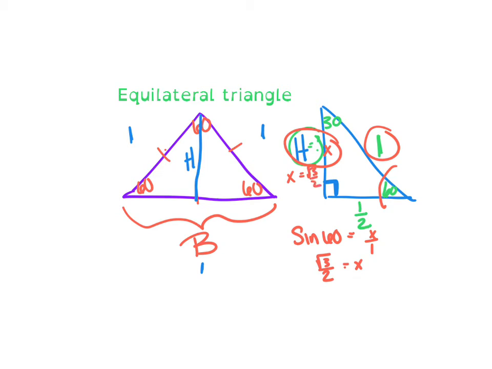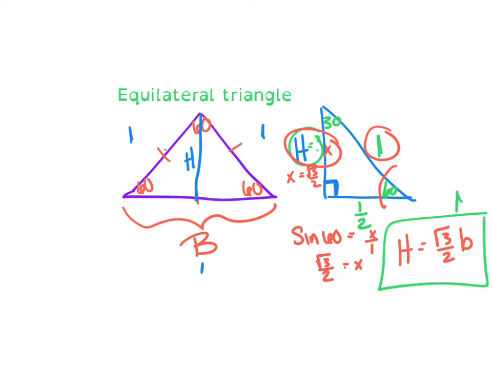So what does that tell me? The height is radical 3 over 2 times the base. So let's go ahead, star that, highlight that. This is the one we've got to remember, that height is radical 3 over 2 times the base.